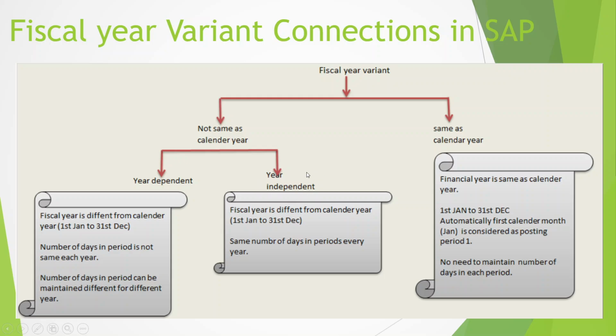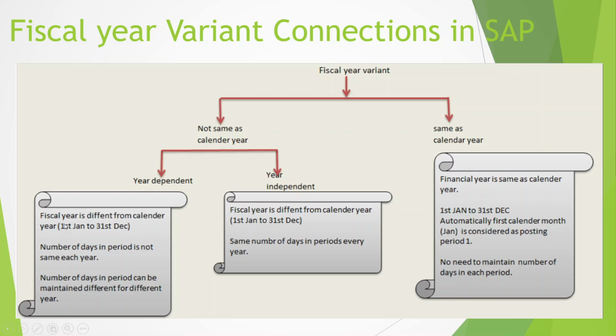If it is year independent, then the fiscal year is different from the calendar year. That is why it is a non-calendar year. This is one part of it. That means something like April to March. So the first point is, it is year independent, so it will be like April to March. The fiscal year is different from the calendar year, and what is the meaning of calendar year? 1st of January to 31st of December. It will be different. And the second point is the same number of days in periods every year. That means the number of days in each of the periods will remain the same across years, and that is why it is called year independent.